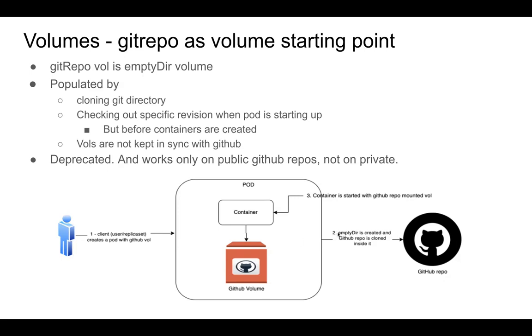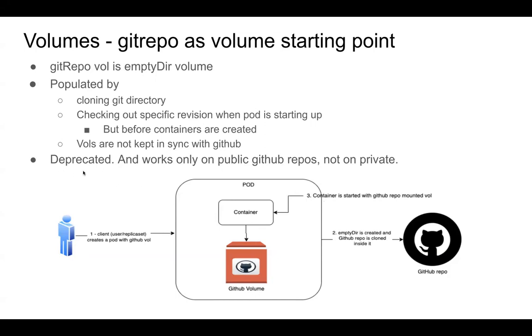This is the first. Second, what it does is an empty directory is created and the GitHub repo is cloned inside the empty directory. Once it is cloned, the container is started with the GitHub repo mounted, because now it's cloned into that empty directory. It has the content of that GitHub repository. So the container will have that information.